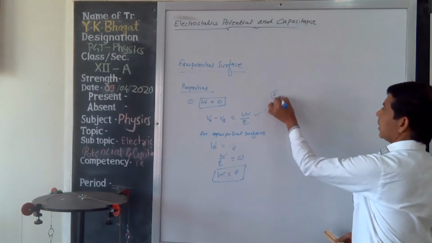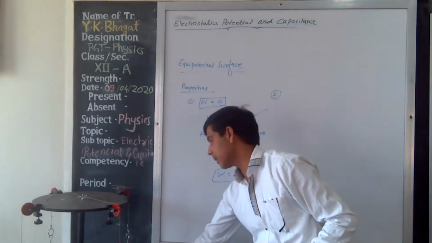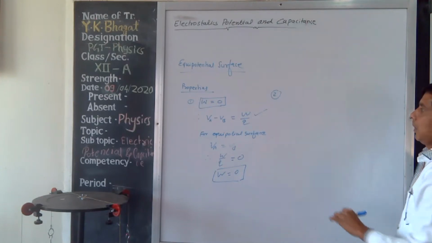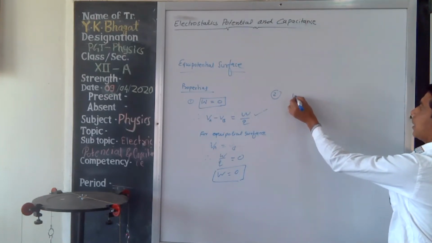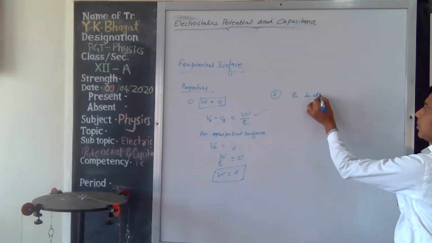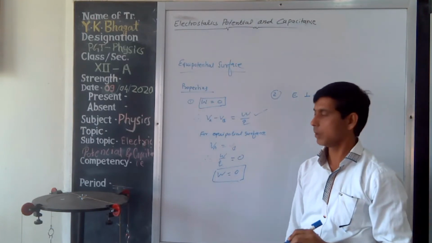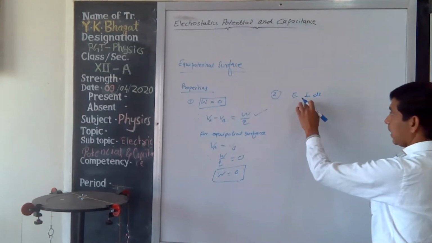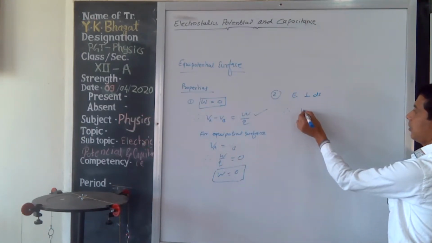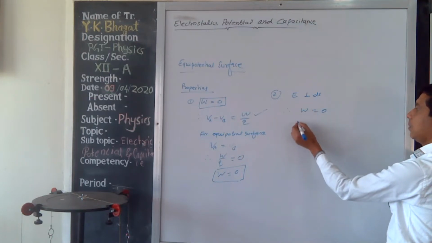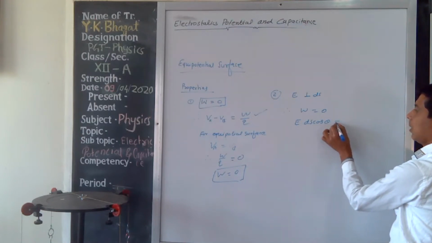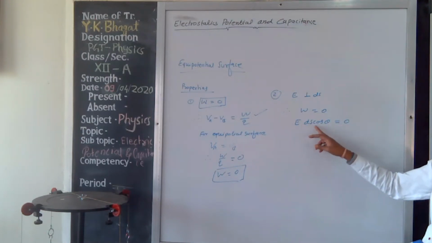Now we see the second property of equipotential surface. The electric intensity is perpendicular to the surface area. How can we find it? We know that in the first property W equal to 0, and we know that W is E ds cos theta. W is equal to E ds cos theta.